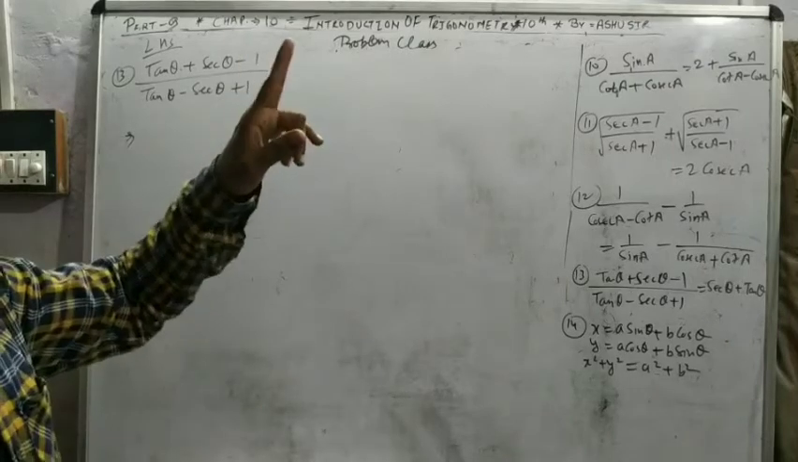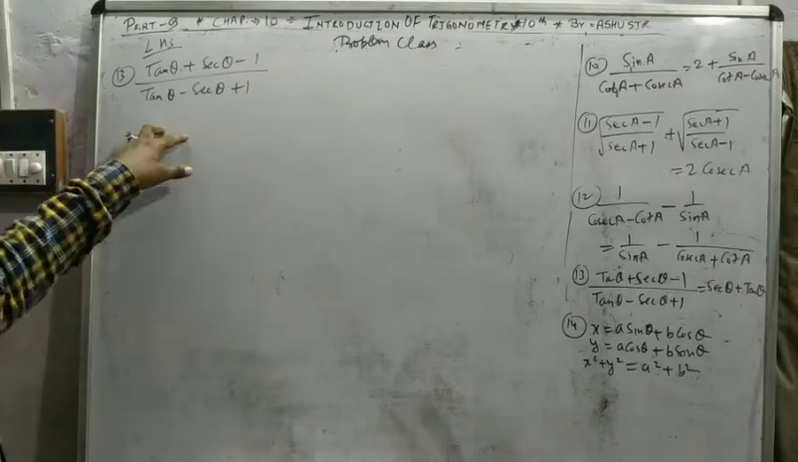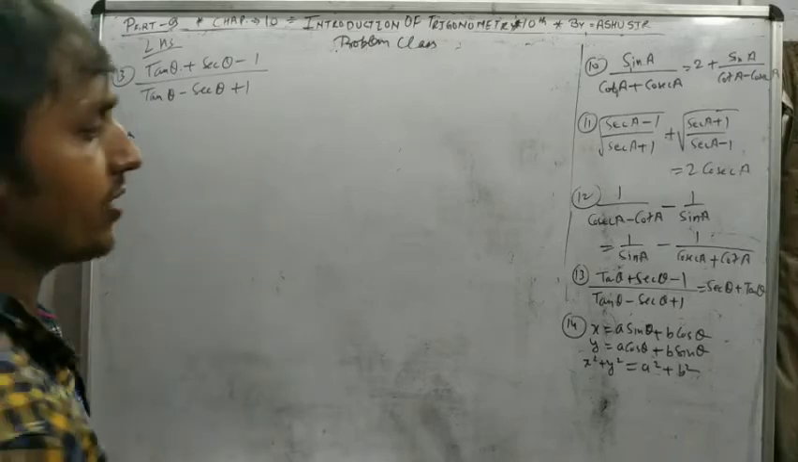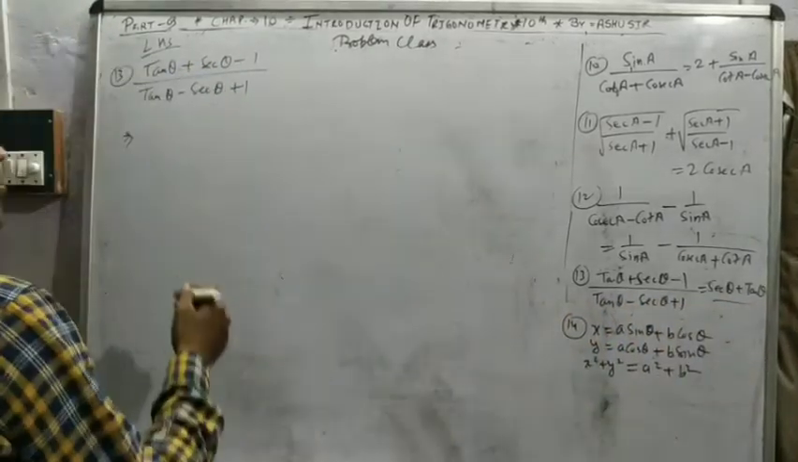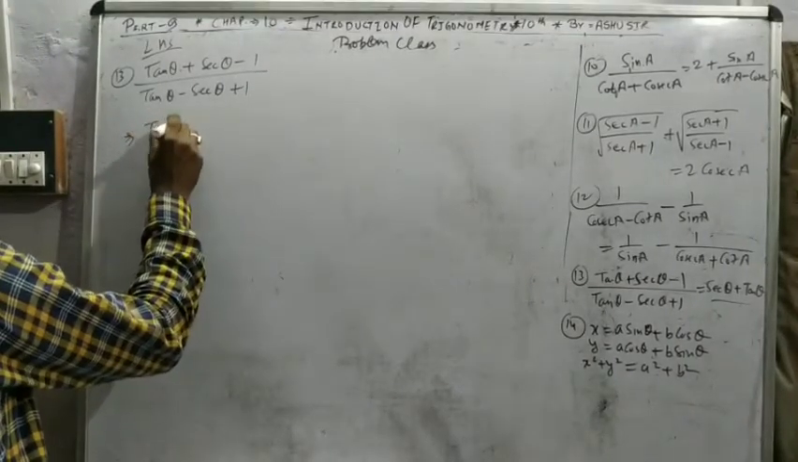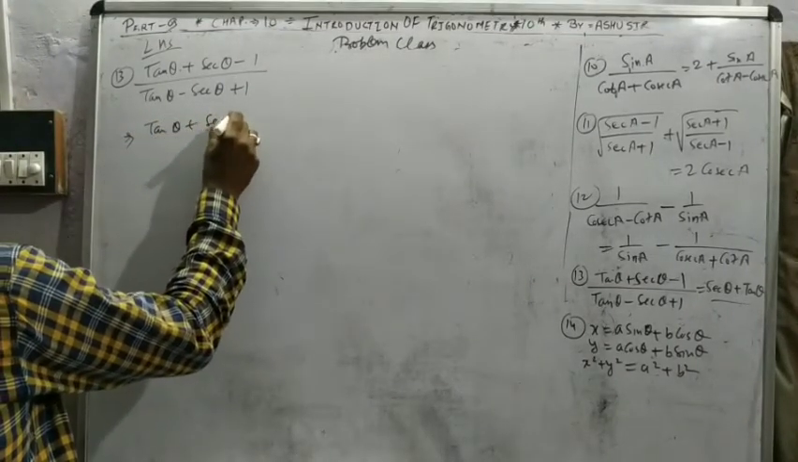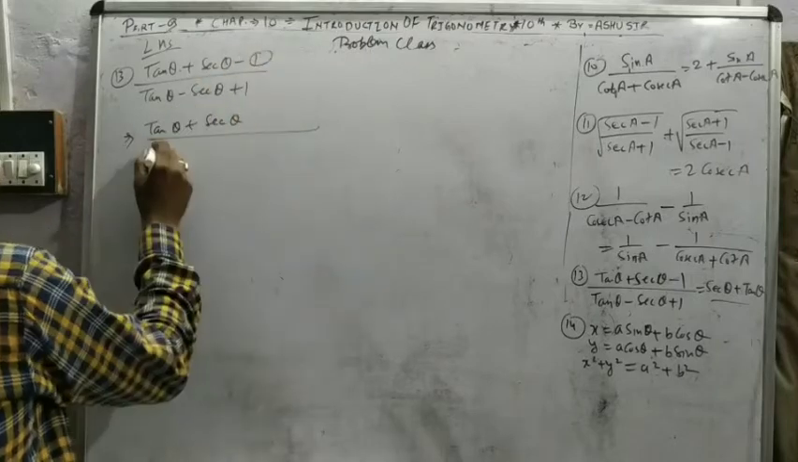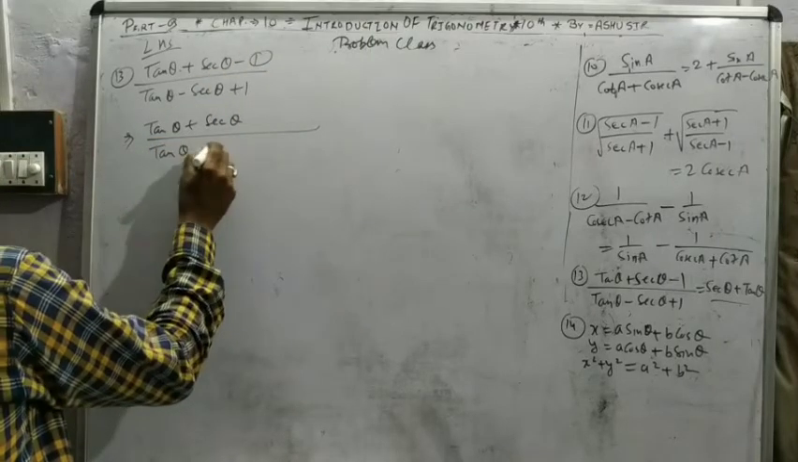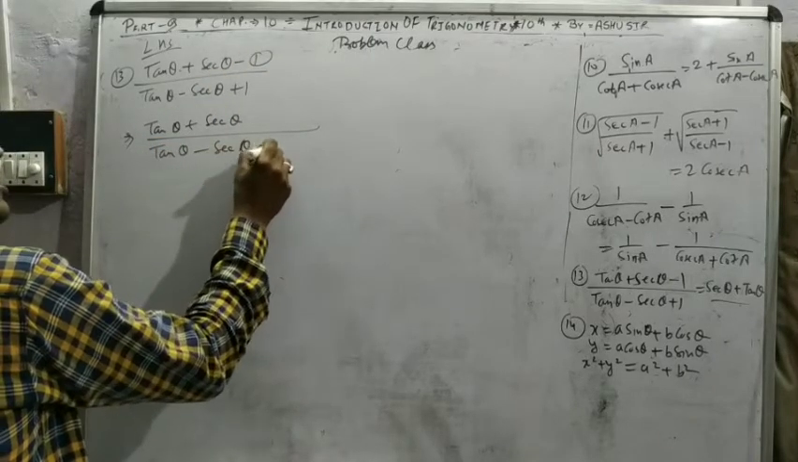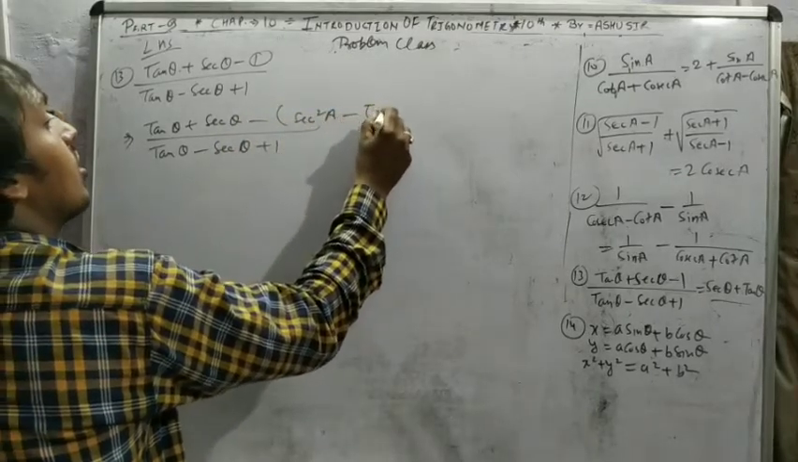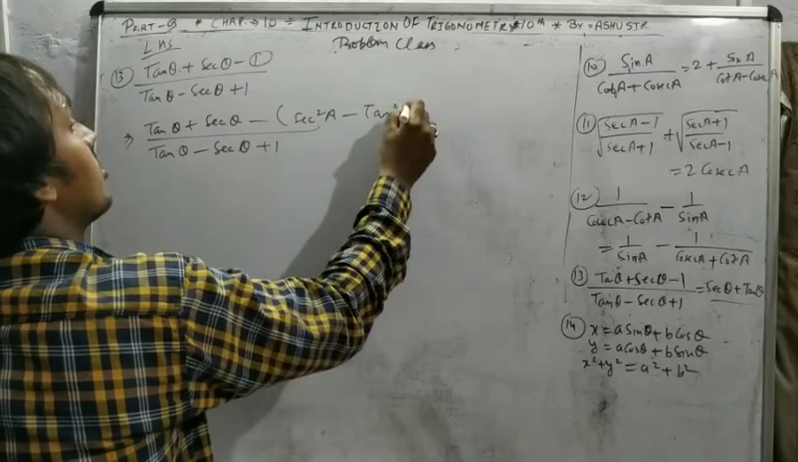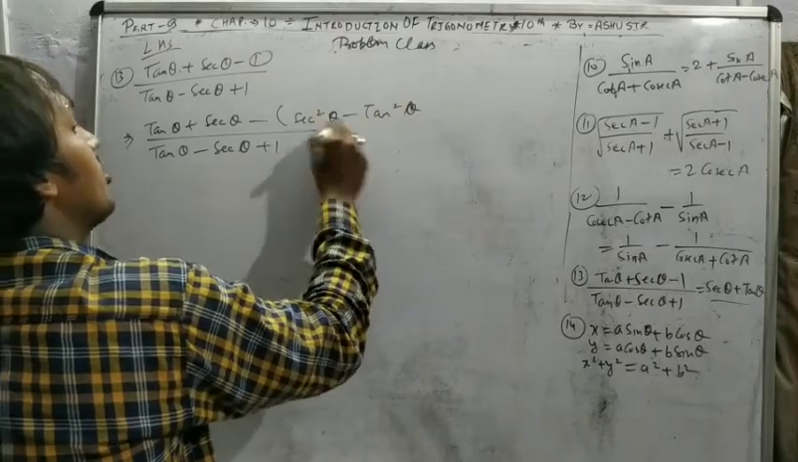Same question as the fifth and eighth question, but in tan sec form, so we can explain again. It is already in tan sec form; we have to find the RHS, sec plus tan. So we can convert this one into sec tan form, that is sec square minus tan square is equal to 1.